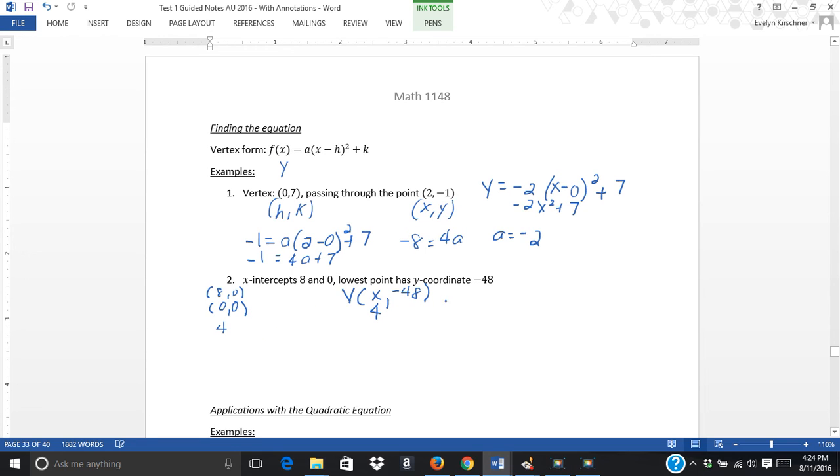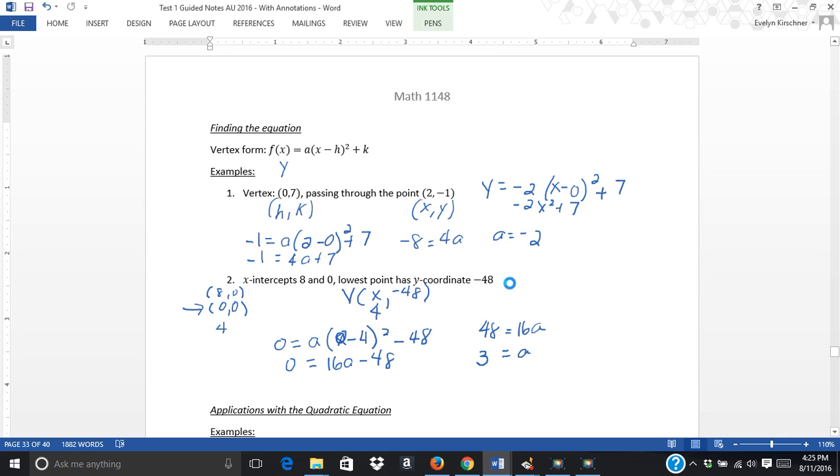I have an H and a K, and I can pick any of these points. I'm going to pick this as my X and Y because it makes it easier. So I have Y is 0 equals my A that I don't know, X minus my H, which is 4, squared, plus my K. Oh, sorry, my X is 0. So 0 minus 4 squared. So this gives me 16A minus 48 is 0, or 48 is 16a, divided by 16, and a is 3.